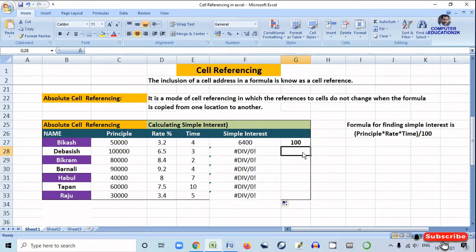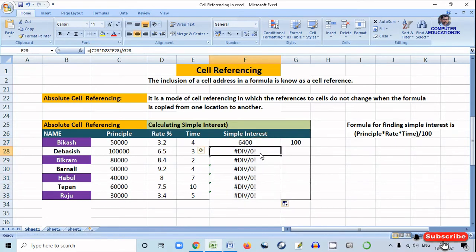There is no value given over here. That means there is zero value. That's what is showing: #DIV/0!. This happened because whenever you have copied this formula down, the cell reference has changed.